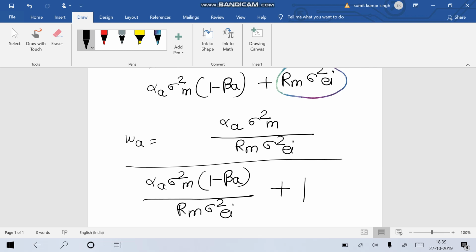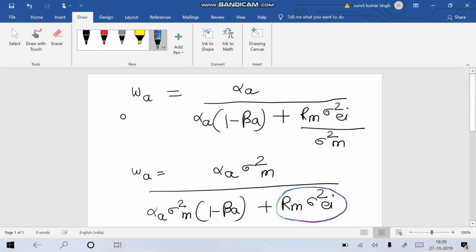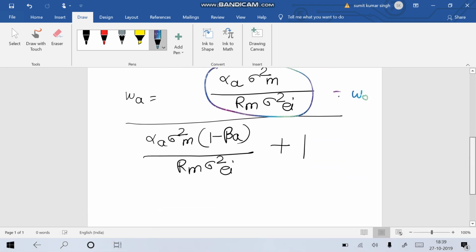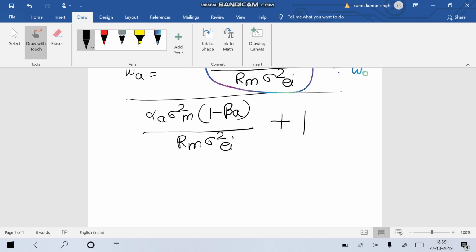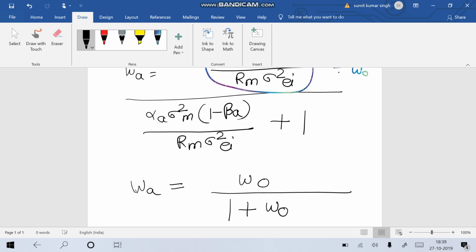Now if you notice guys, what is this? This is nothing but the initial weight, if you remember. Fine. So from this you can get the formula that the final weight of the active portfolio is equal to the initial weight of the active portfolio divided by 1 plus the initial weight of the active portfolio into 1 minus beta of the active portfolio.